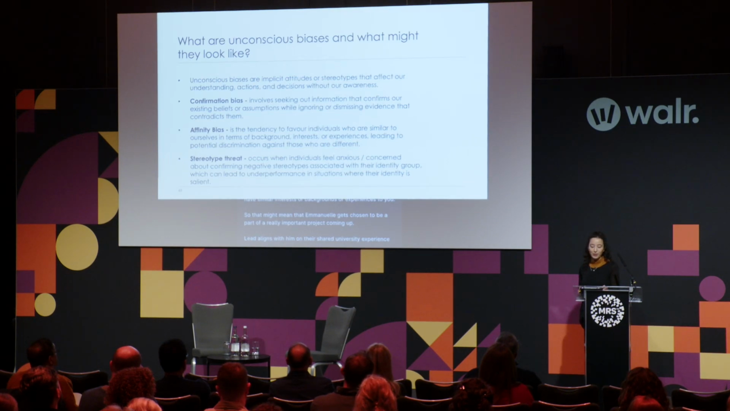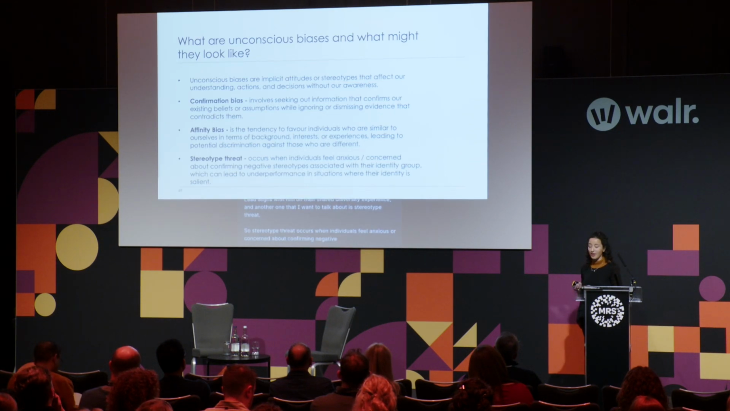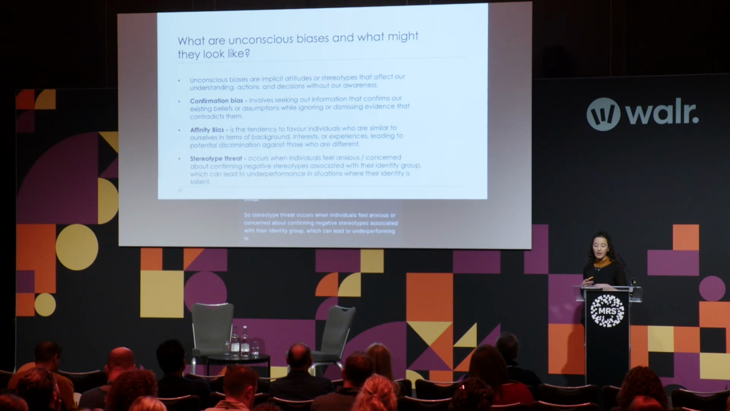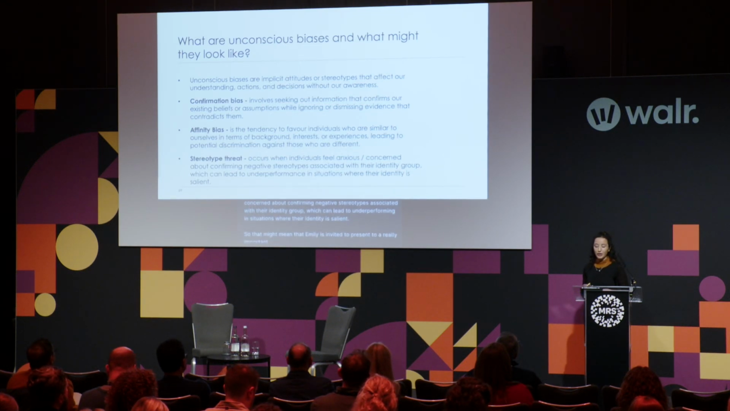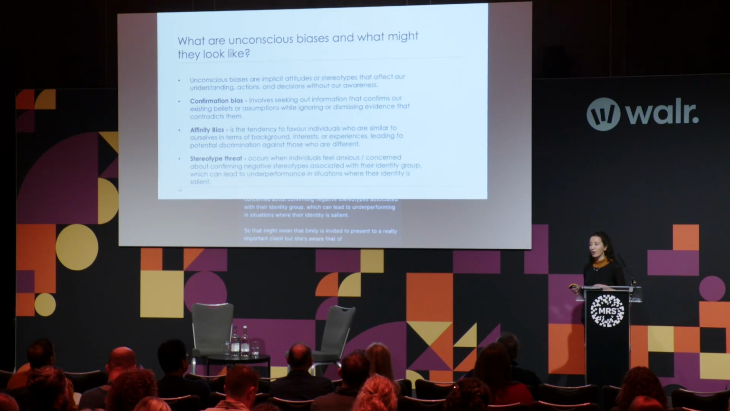And another one that I want to talk about is stereotype threat. Stereotype threat occurs when individuals feel anxious or concerned about confirming negative stereotypes associated with their identity group, which can lead to underperforming in situations where their identity is salient. So that might mean that Emily is invited to present to a really important client, but she's aware of that stereotype that women are not as competent when it comes to technical abilities. So that leads to her having a lot of anxiety and feel a lot of pressure to perform well, which in turn impacts her confidence and then her performance.